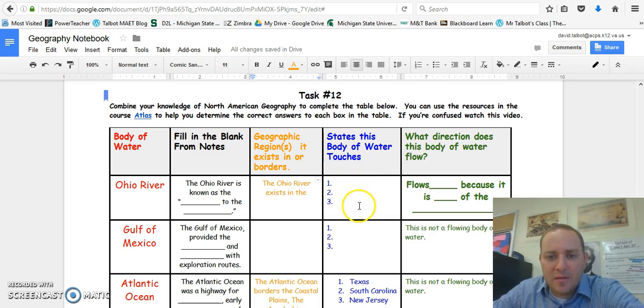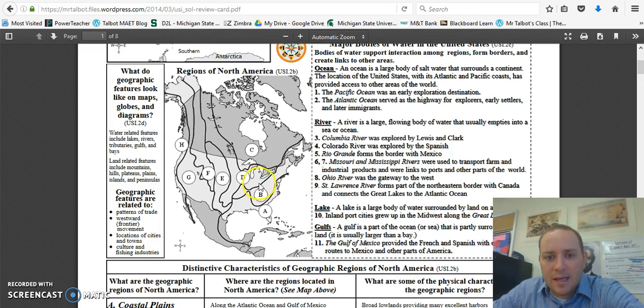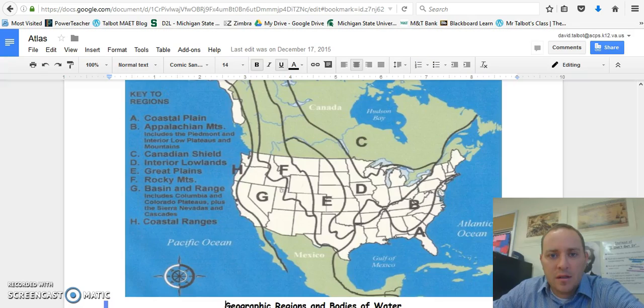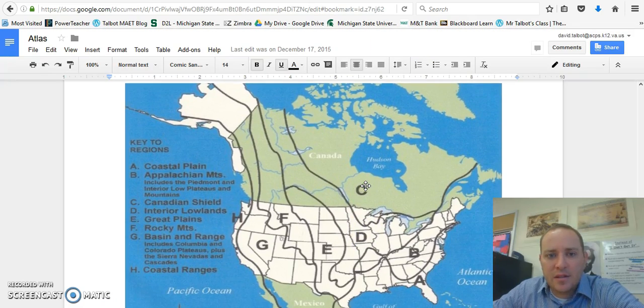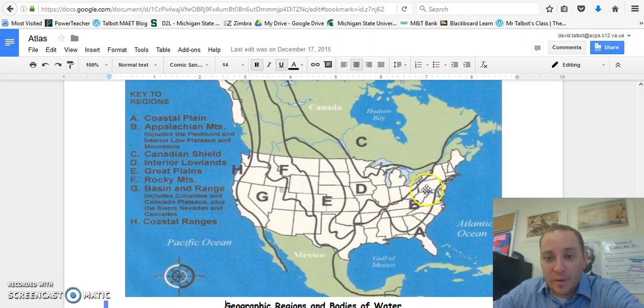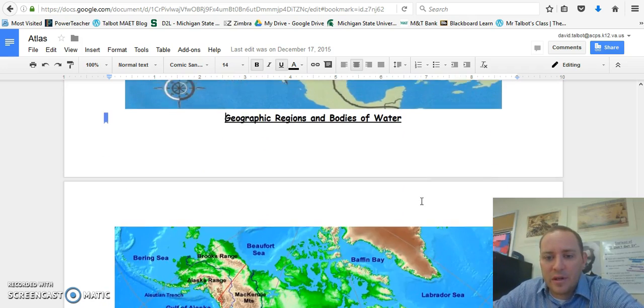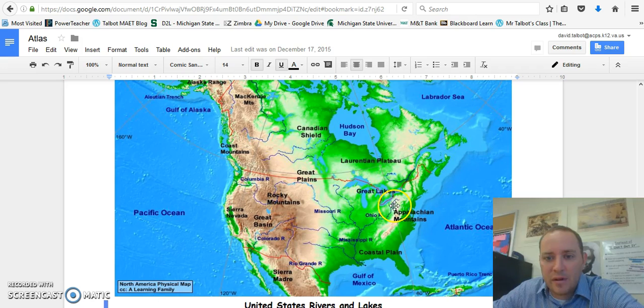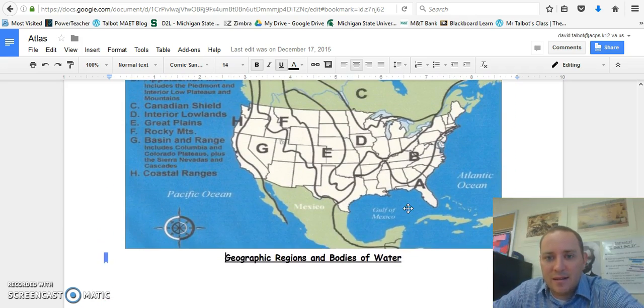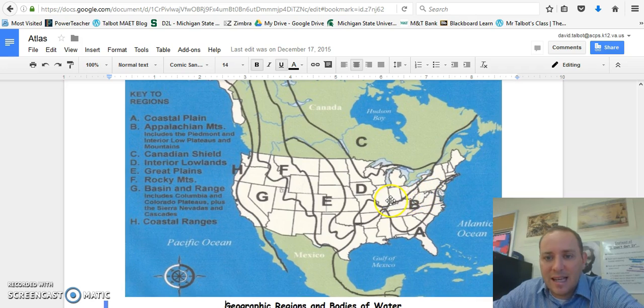For states that touch this body of water, here you need to find a map. Okay, this one doesn't show me states. That's no good. Let's go back to the atlas. This one does show me states, but it doesn't show me the Ohio River. So again, I need to know where the Ohio River is, approximately, and then find that area on the states.